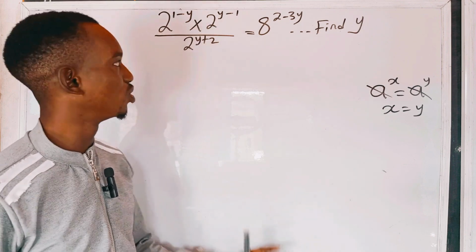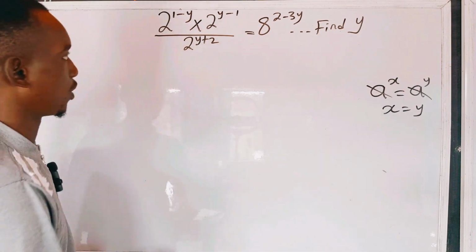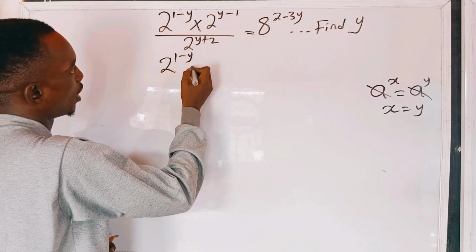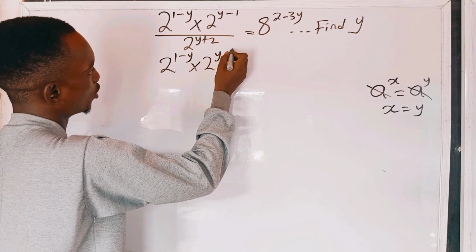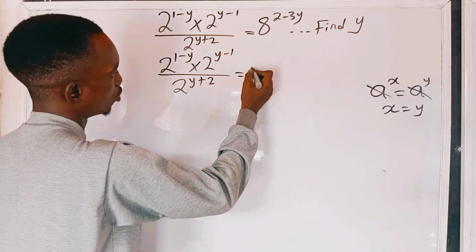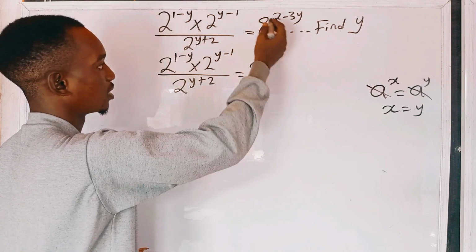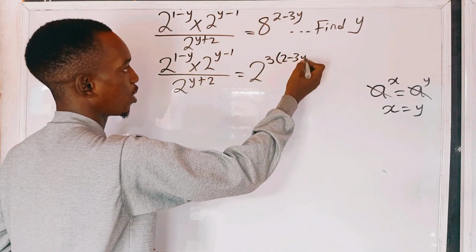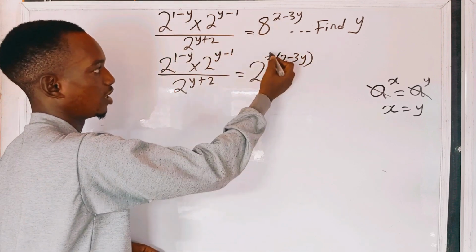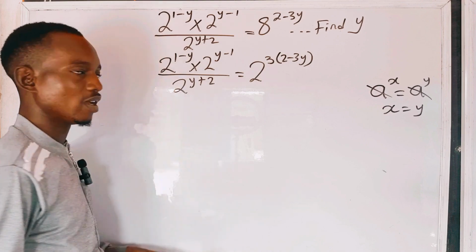Now that's very good because we have eliminated this base 8 and turned it to 2. So we can write this as (1 minus y) times 2 to the power of y minus 1, all over 2 to the power of y plus 2, equals 2 to the power of 3. The 2 to the power of 3 will give us 8. But don't forget, we must multiply this power here. Are you following? It must multiply the power here because everything here represents 8. So 2 to the power of 3 is 8. 3 must multiply this to give us this here.